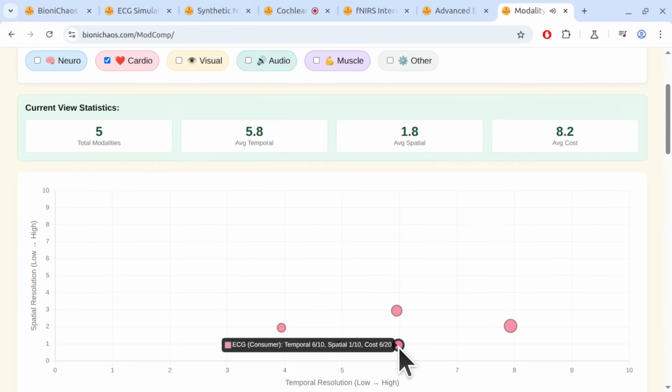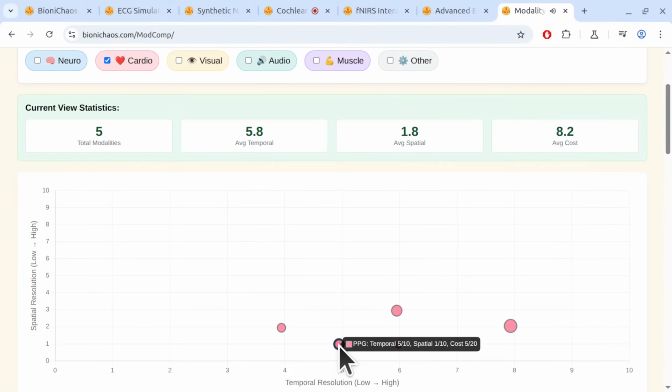And then there's PPG. That's the little light sensor, right? That's the one. Photoplethysmography, very common in wearables. Temporal is okay at 5. Spatial is basically non-existent at 1, but it's super cheap, 5 out of 20 cost. It's a fantastic example of good enough technology taking over because it's so accessible. It's on millions of wrists, tracking heart rates. Sometimes the cheapest option really does change the game.